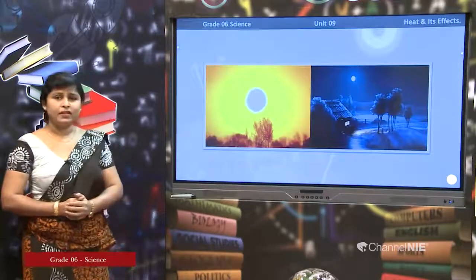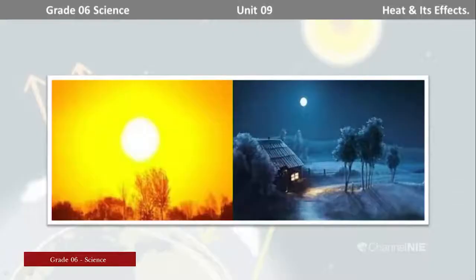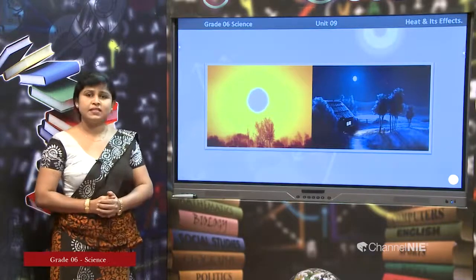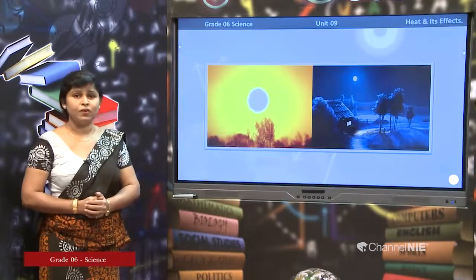Again, I have another two pictures. Look at the pictures. Can you identify? Yes. The first picture is showing us a daytime, and the second picture is showing us a night time. During the daytime, all the things in our environment get warm due to the heat of the sun. And during the night time, the things in our environment get cool, right?